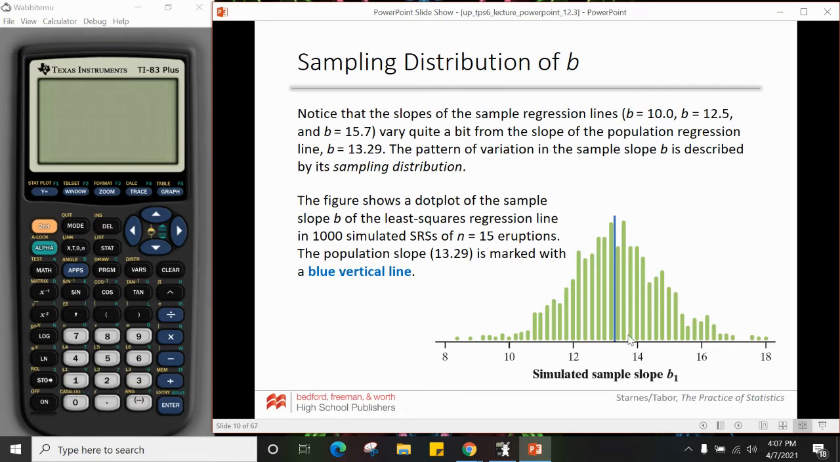All right. Some things about the sampling distribution is that the mean of the sampling distribution is this blue line. And it actually equals the population slope, or the population beta, right? So the nice thing about the sampling distribution is that it's centered at the population.